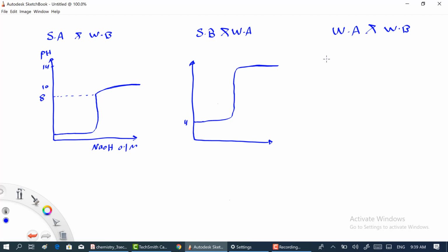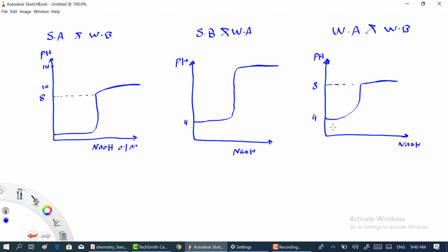Type: weak acid, weak base. This is NaOH, pH value. Firstly, you will find the weak acid starts from 4, and the end point, and the weak base ends at 8 and 4. So we'll find the shape of the curve like this.